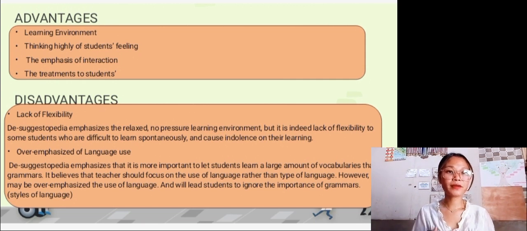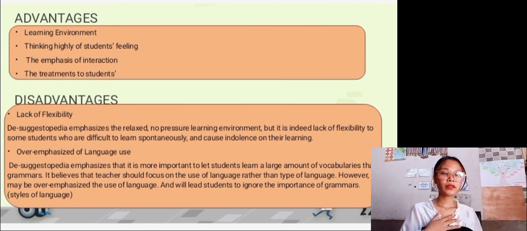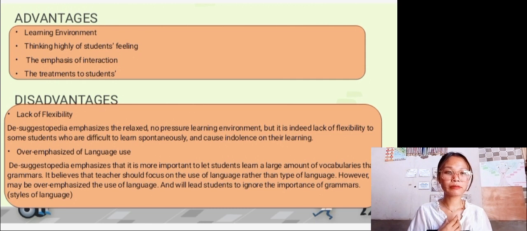Good afternoon, I am Jaya Mablon, and today I'm going to discuss the advantages of Suggestopedia. So the first is the learning environment.